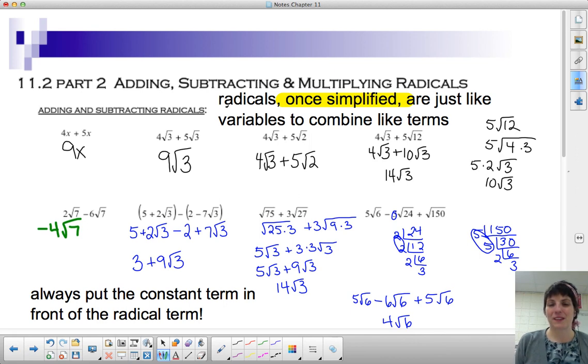That's what I've got for you with adding and subtracting. The next video will have multiplying on it.